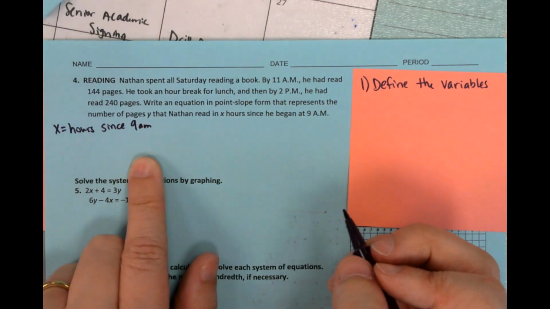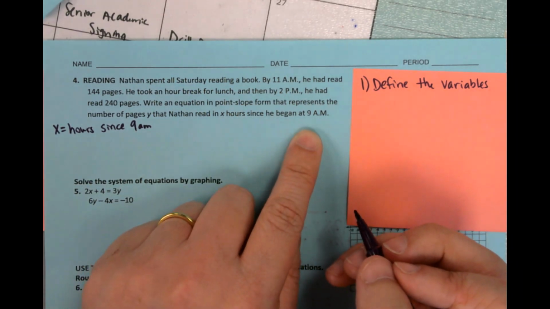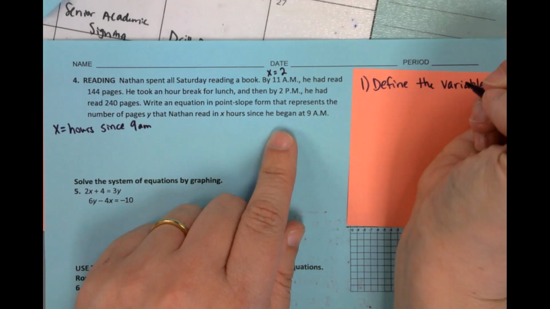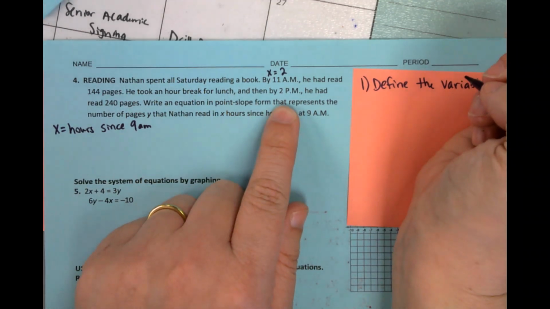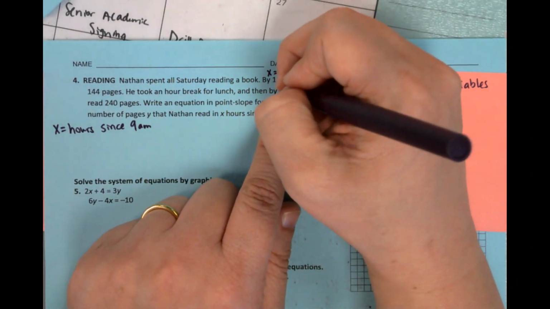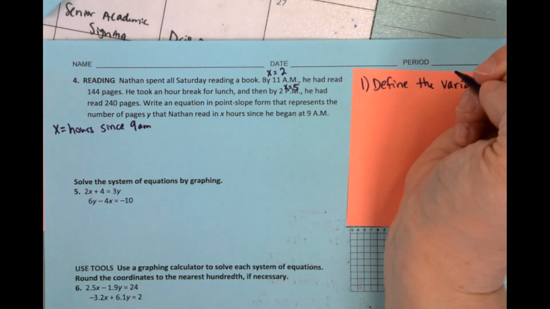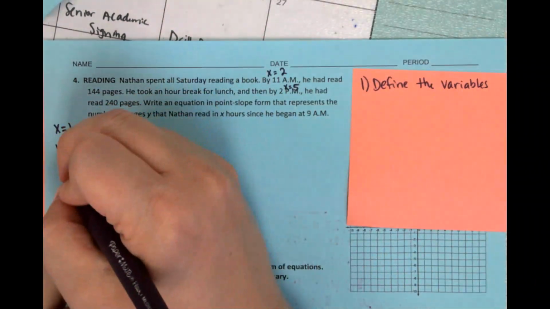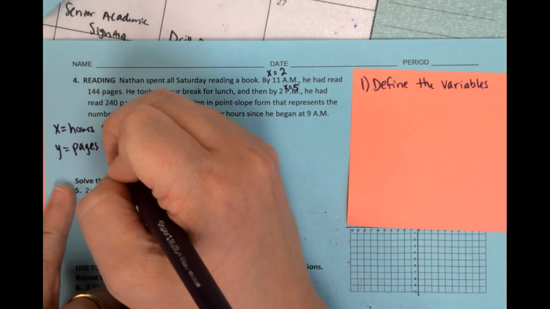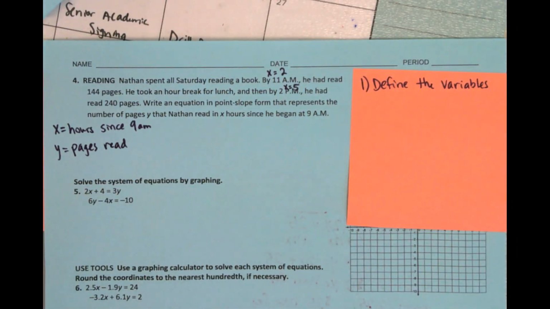So that is going to color these times. 11 a.m. is 2 hours past. So at 11 a.m., x is 2. 2 p.m. is 5 hours after 9 a.m. So at 2 p.m., x equals 5. y is the pages read. That's some terrible handwriting.